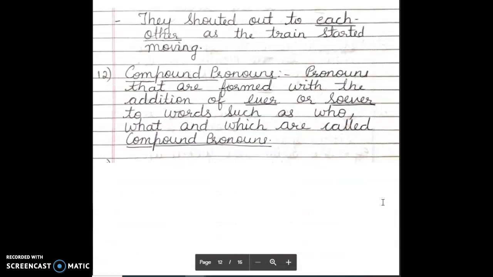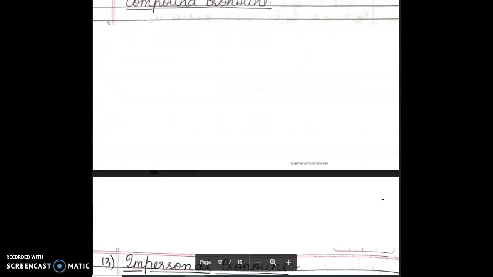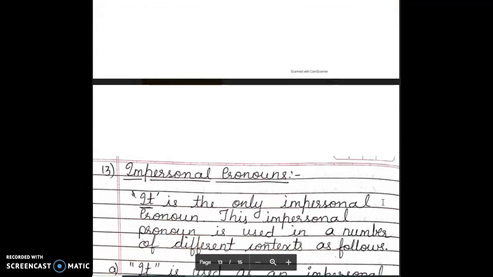Next is compound pronouns, the 12th one. Pronouns that are formed with the addition of ever or soever to words such as who, what and which are called compound pronouns. For example, whoever, whosoever, we can use that way also, whatever, whichever, right? So compound pronouns means to these relative pronouns we add ever or soever as a suffix, or another word, and therefore they are said to be compound pronouns. So it's very simple. Ever or soever are added to who, what, which.